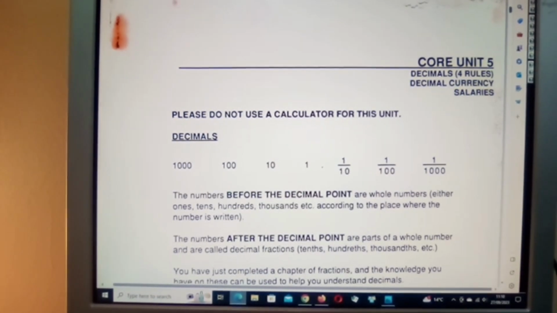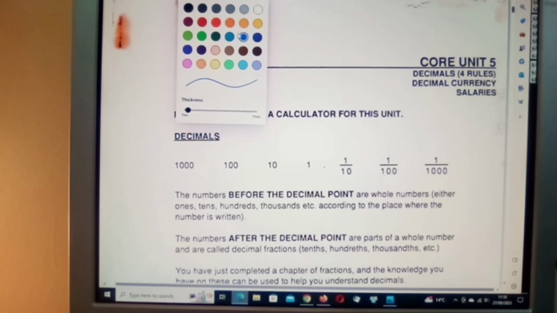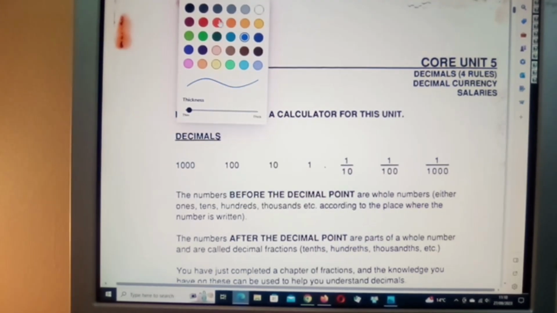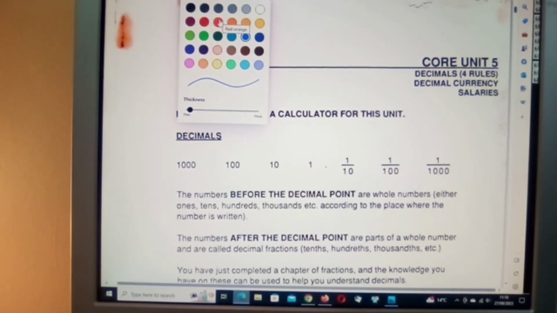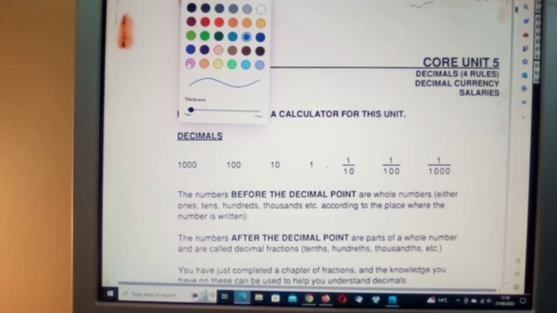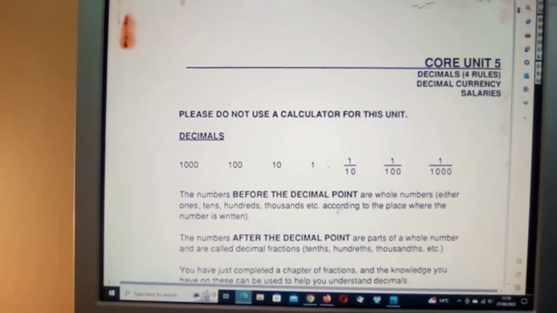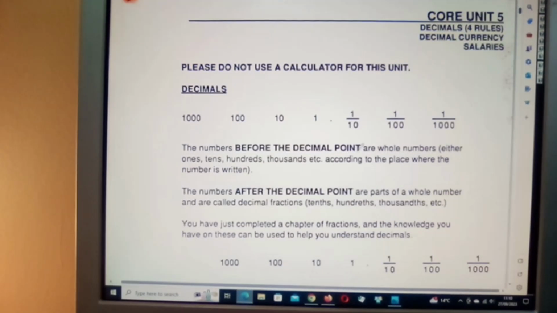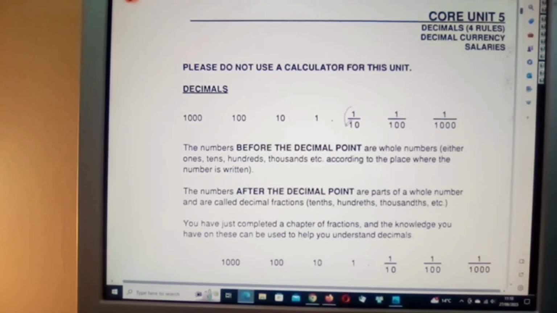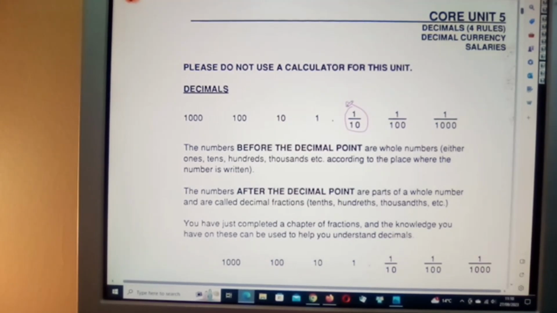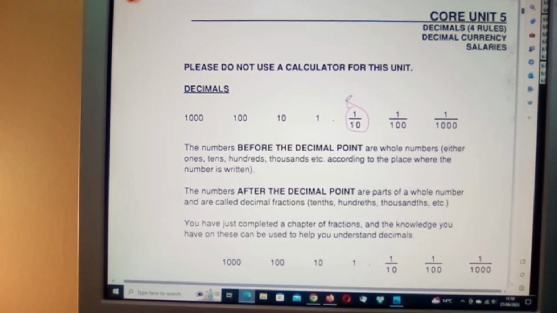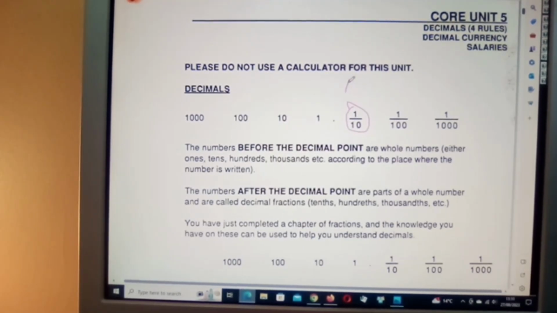Now let me just get my pen, because I want to do a little bit of work here with you if I can. Let me go pink. So if I took this here and to bring it to a decimal, I would need to just divide the 1 by 10. So here I would just put the 1 and divide it by 10.